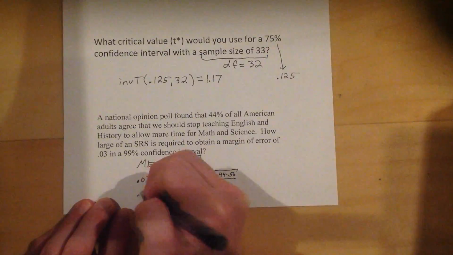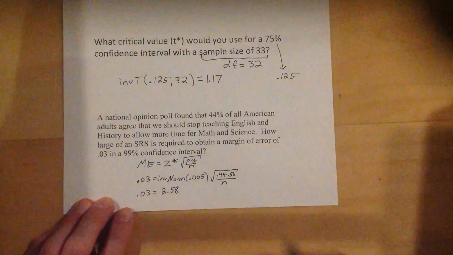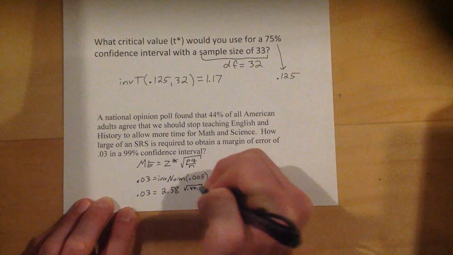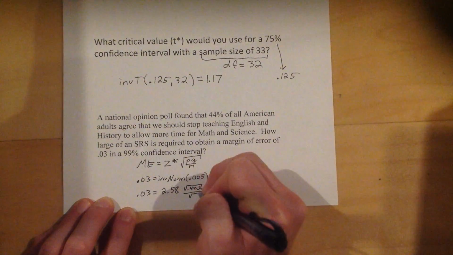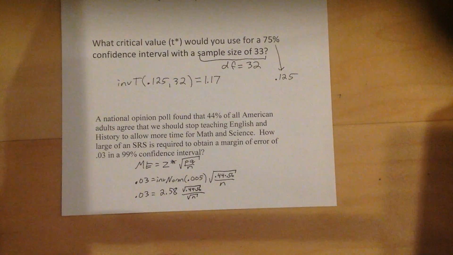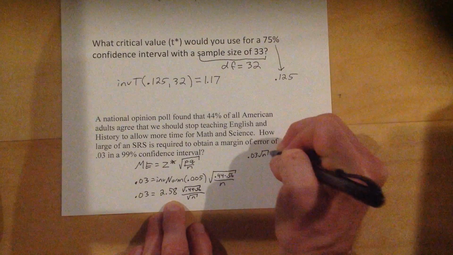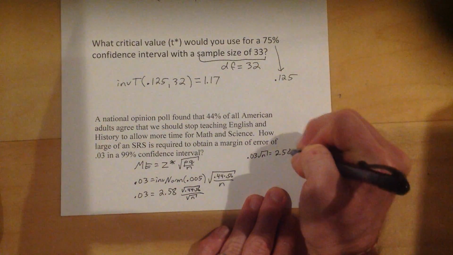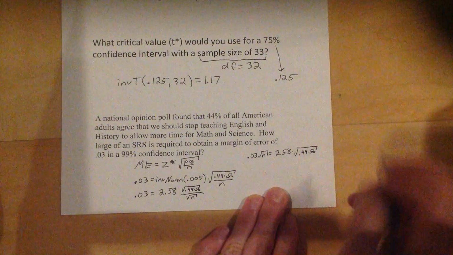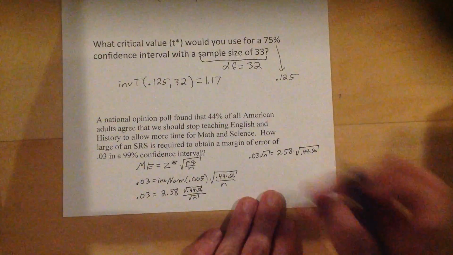So we get 0.03 equals 2.58 times the square root of 0.44 times 0.56 over the square root of N. All right, and then it's just a matter of going through the algebra. So you're going to multiply both sides by square root of N and get 0.03 square root of N equals 2.58 times the square root of 0.44 times 0.56. And again, you could do this multiplication out. I just do it all at once in the calculator so I don't have to worry about rounding.